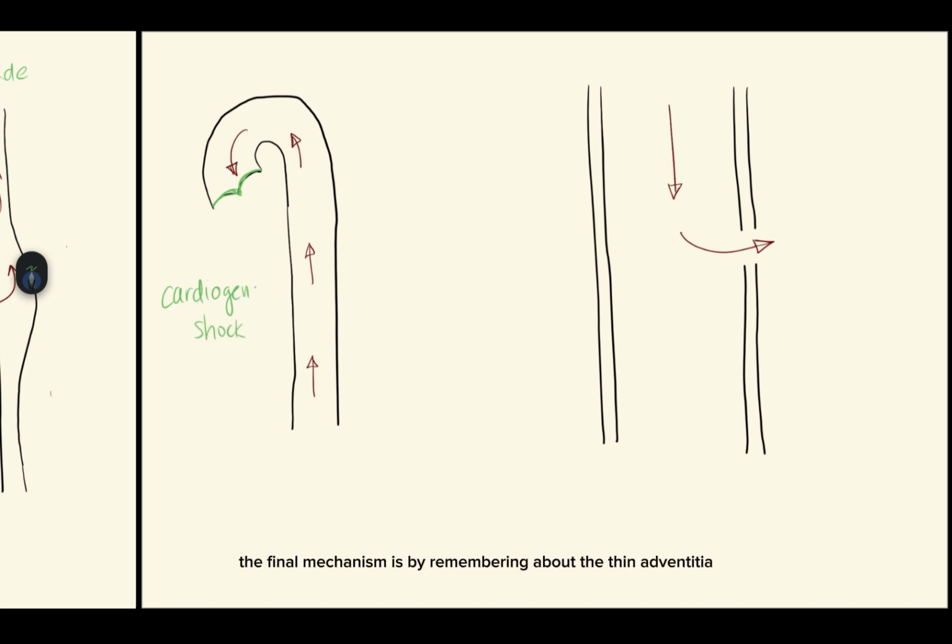The final mechanism is by remembering the thin adventitia, which is the only barrier that remains between the blood and the outside of the aorta. So, if there is a tear in the adventitia, blood pours out into the thorax, mediastinum, peritoneum, whichever is the level of the tear, and it leads to a very catastrophic hemorrhagic shock.